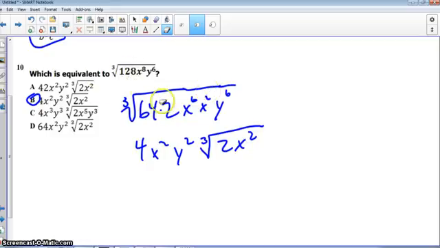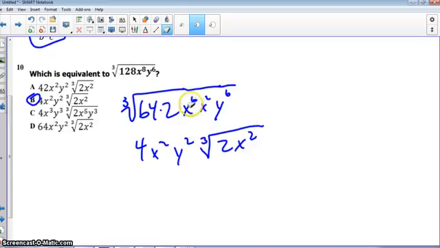So, cube root of 128. I want to break that into a 64 and a 2. So you get 4 cube roots of 2, being like the cube root of 128. You can verify that on the calculator if you need to. You could also type this whole thing in the calculator, really, if you wanted, and find a match.